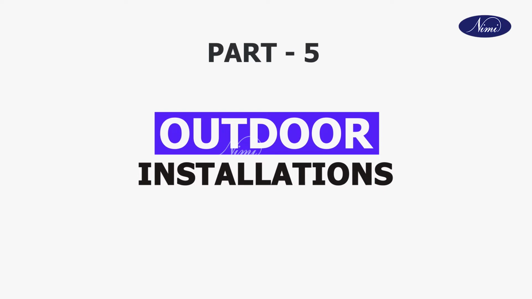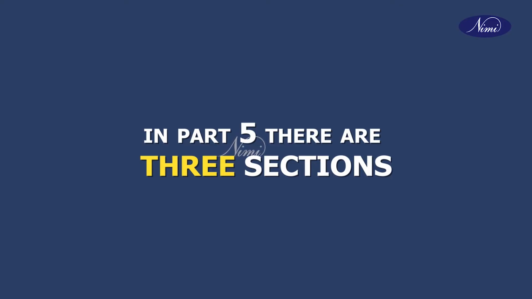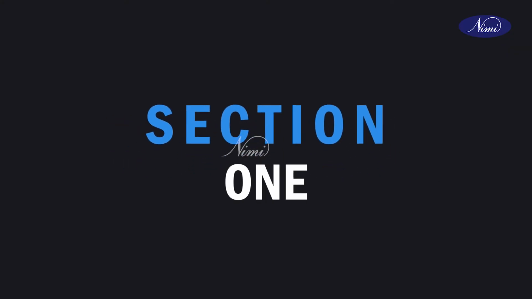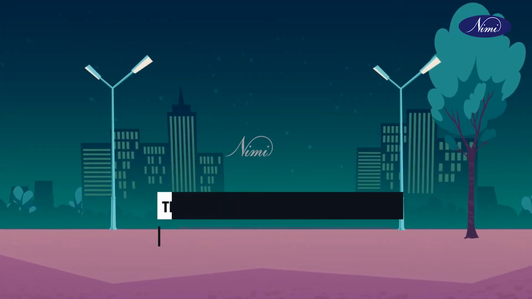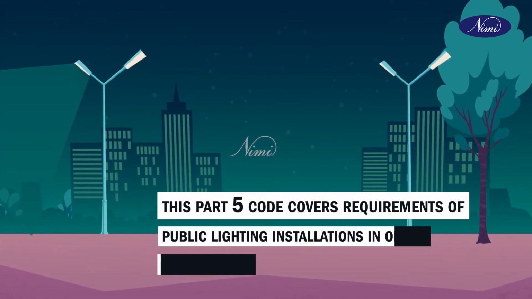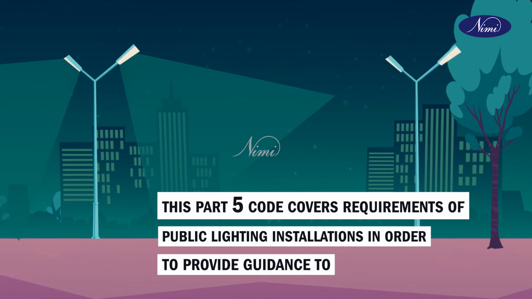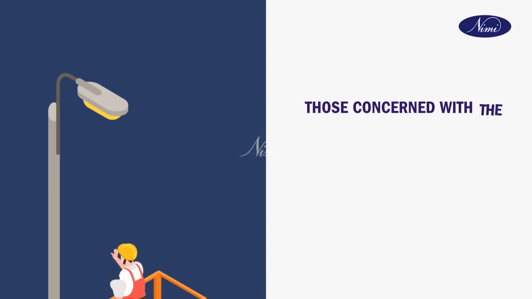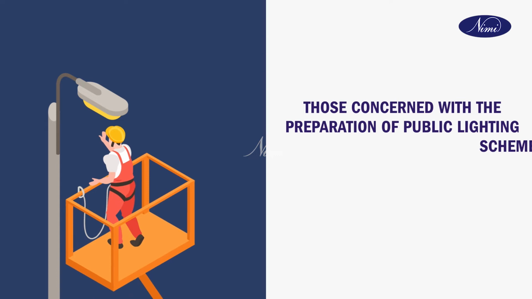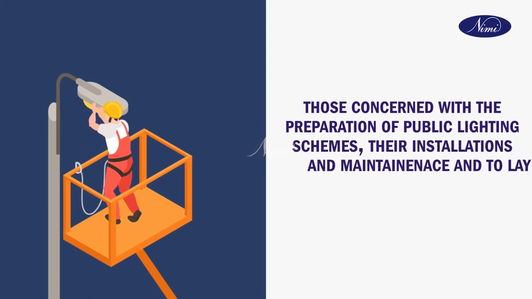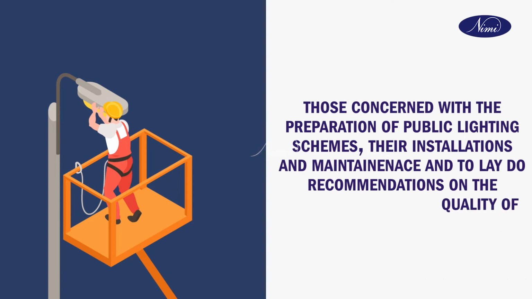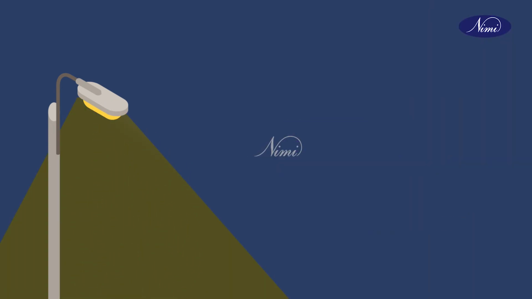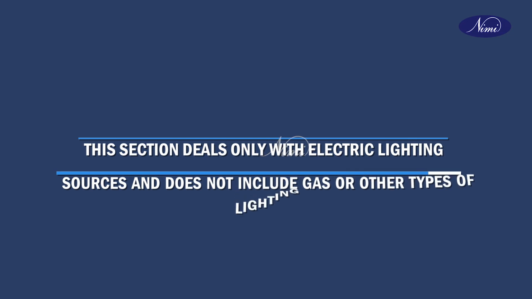Next, Part 5, outdoor installations. In Part 5, there are 3 sections. Section 1: this Part 5 Section 1 of the code covers requirements of public lighting installations in order to provide guidance to those concerned with the preparation of public lighting schemes, their installation and maintenance, and to lay down recommendations on the quality and quantity of lighting to be provided. This section deals only with electric lighting sources and does not include gas or other types of lighting.